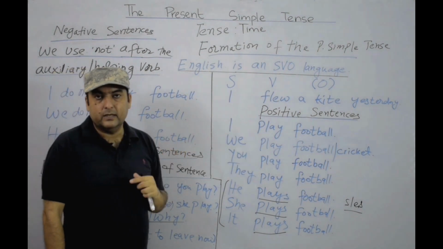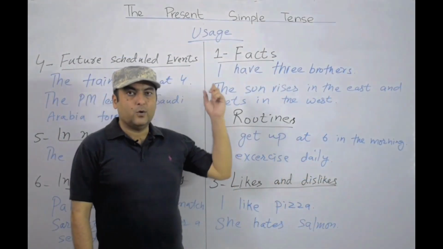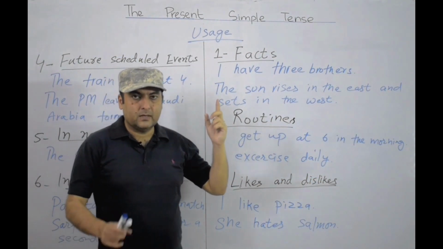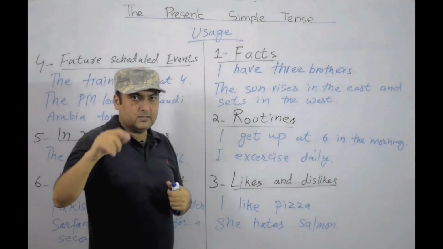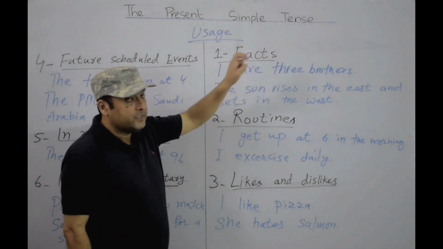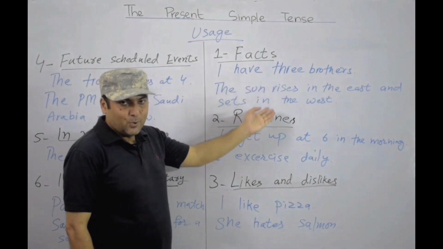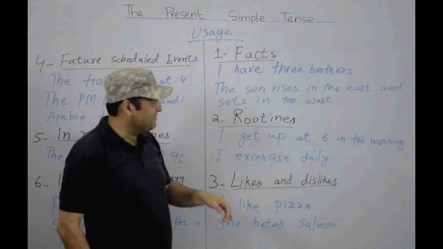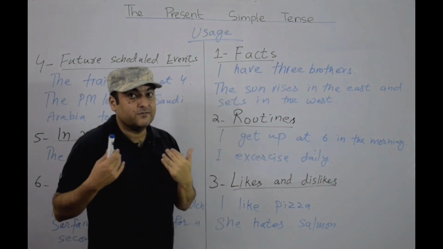Next we study the usage. Now we study the usage. So we discuss 6 situations where we use this tense. The first one is when we talk about facts. So most of these sentences are about me, by the way. Like first is I have 3 brothers. So this is a fact about me.